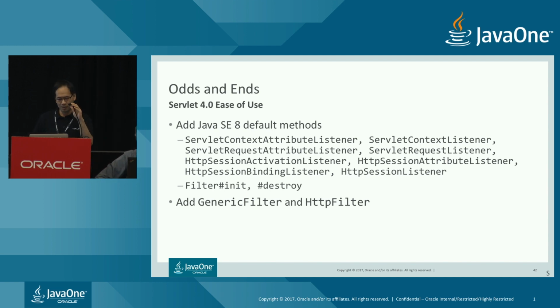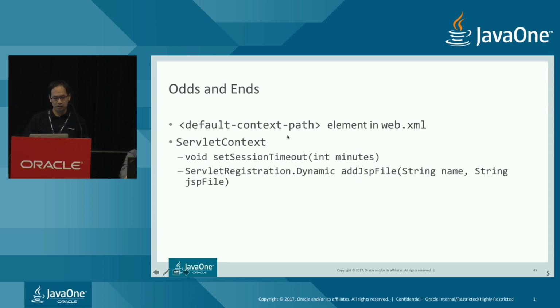We also have some other features in Servlet 4.0. One of them is that we added some API so that you can implement the Servlet API more easily. The first one is that we have added some default methods for the listener, and the second one is in the filter init and destroy, and we also added helper classes for the generic filter and HTTP filter.